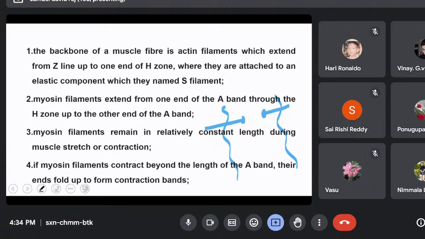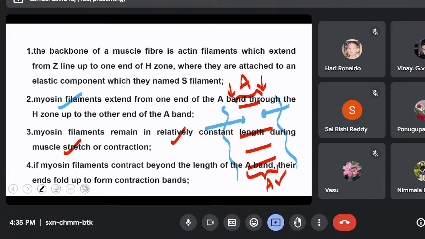Next, myosin filaments extend from one end of the A band through the H zone up to the other end of the A band. So if this is the A band, myosin filaments are said to extend from one end to the other end of the A band. Myosin filaments remain at a relatively constant length during muscle stretch or contraction. What they say is that the length of the A band remains constant.